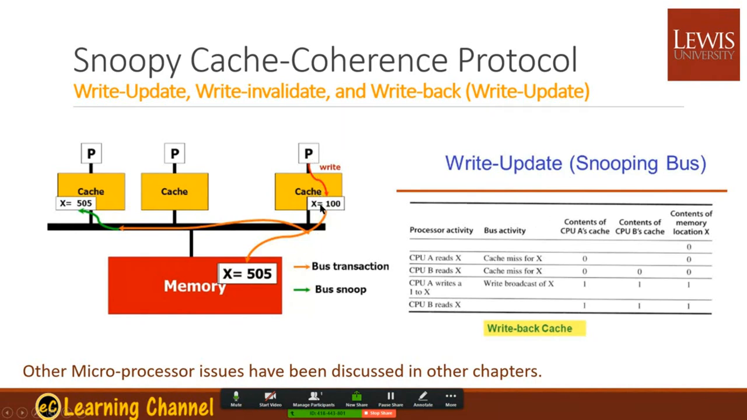Here the processor will write x equals 100, but actually there is a copy in the memory that is 505, and there's another cache that also has a copy, 505. We are writing in such an environment. So here we have the write back cache. First, CPU A reads X, and then misses for X. And then CPU B reads the cache, and then cache miss for X.